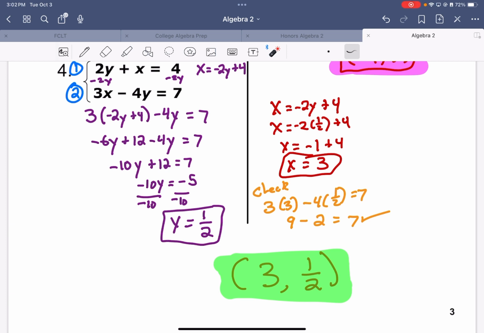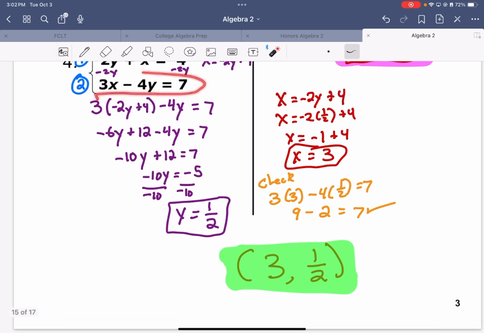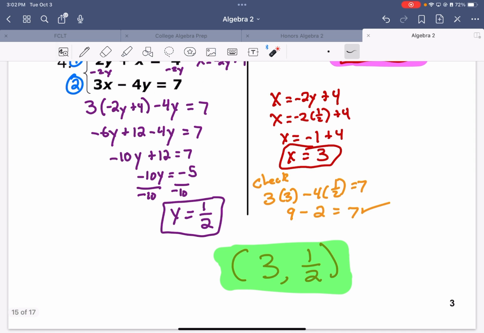I wanted to check, since I got a fraction. Fractions are okay, there's nothing wrong with them, but I wanted to check to see if I was right. So I took it into that second equation, 3x minus 4y. 3 times 3 is 9. Negative 4 times 1/2 is negative 2. That does, in fact, equal 7. So, therefore, that's my solution. It's always a good idea to check. It doesn't hurt.